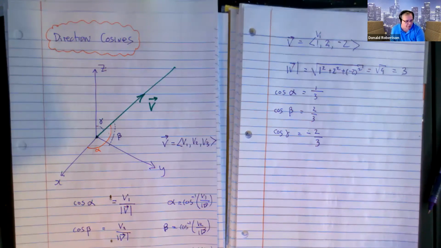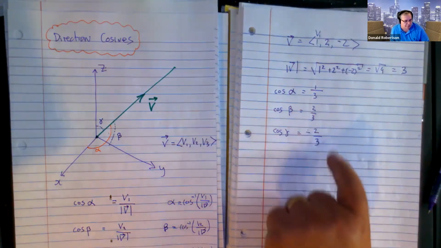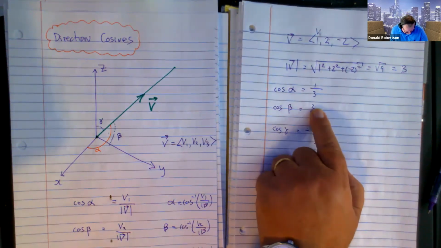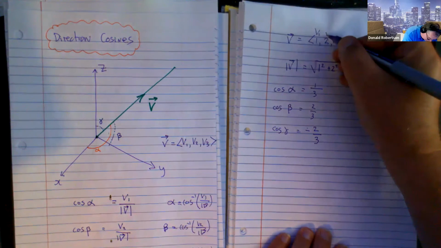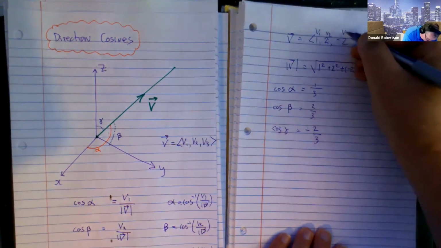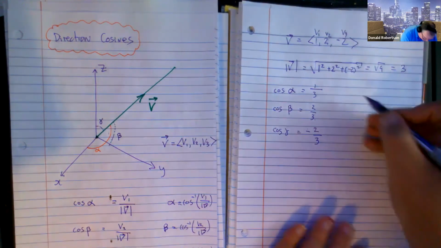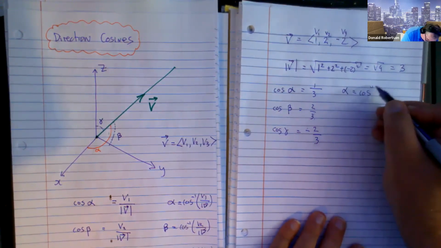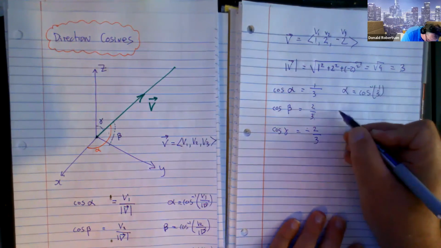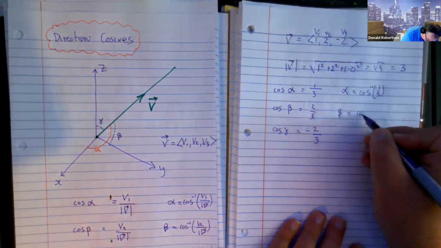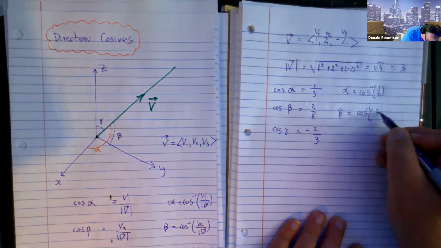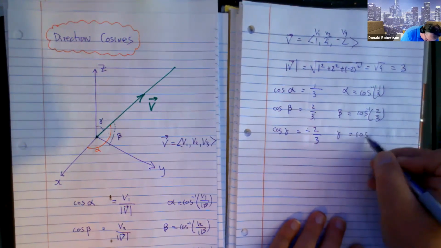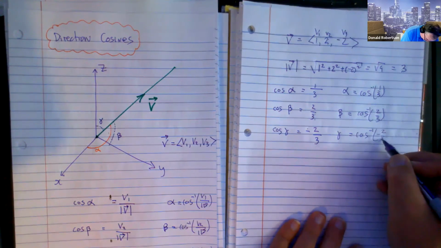Are you comfortable about how to get the direction cosines, the alpha, beta, gamma guys? V1 over the magnitude, V2 over the magnitude, and then V3 over the magnitude. Now, to get alpha, you find the inverse cosine of a third. To get the angle beta, you find the inverse cosine of 2 thirds. And to get gamma, you find the inverse cosine of -2 thirds.